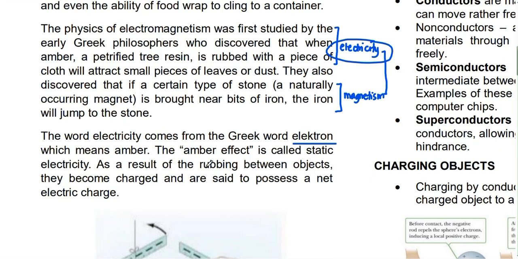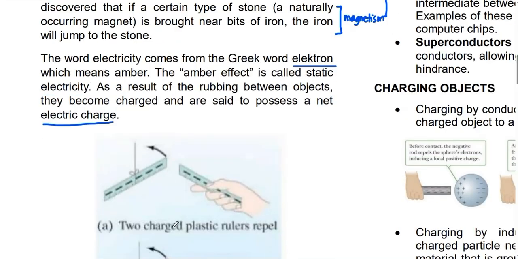As a result of the rubbing between objects, they become charged and they are said to possess a net electric charge. Again, static because these charges are not moving. For example, we have two charged plastic rulers. How do we charge these rulers? Just by rubbing them on a piece of cloth. They are of the same material. So after rubbing them on another material, if we bring them close to each other, then they will repel.